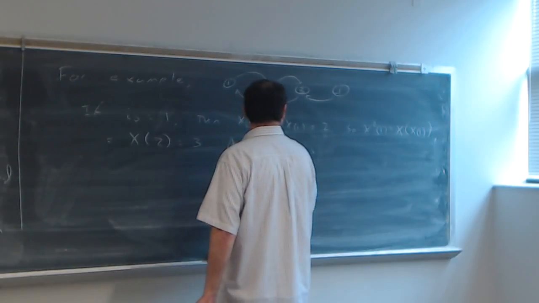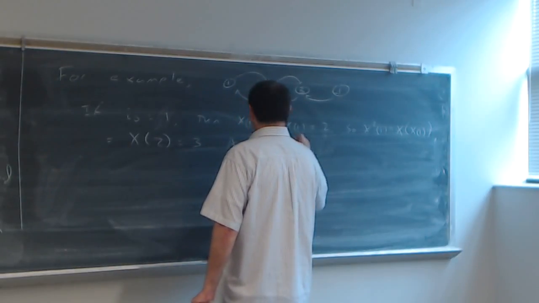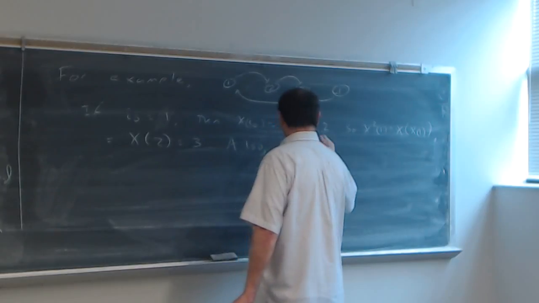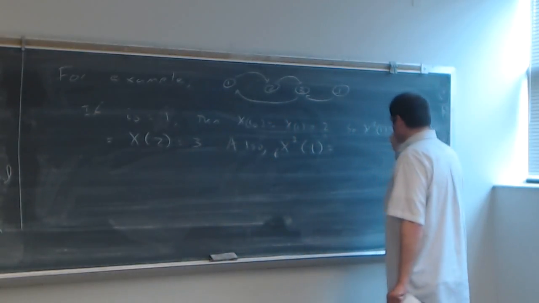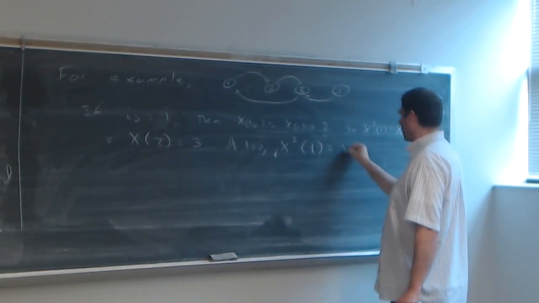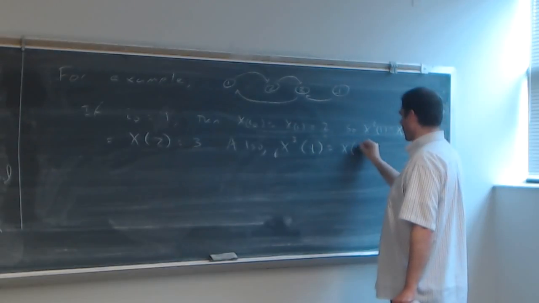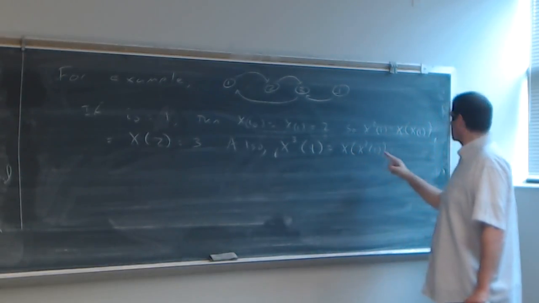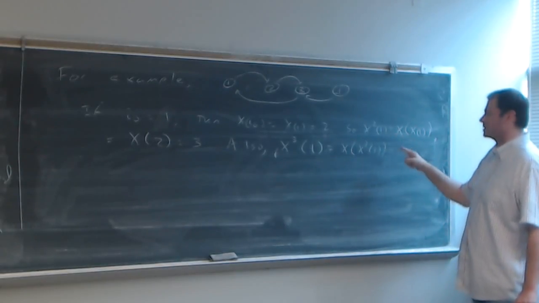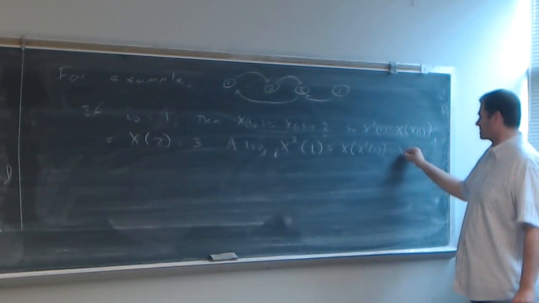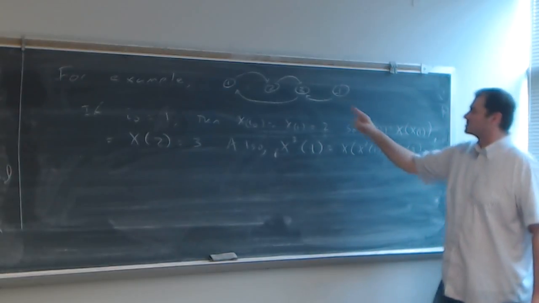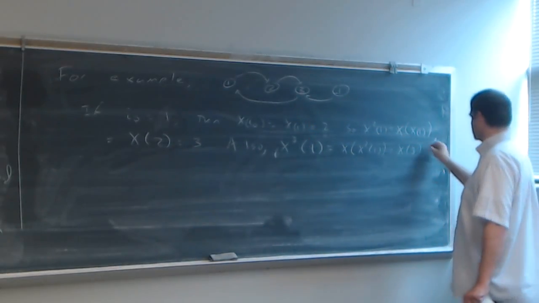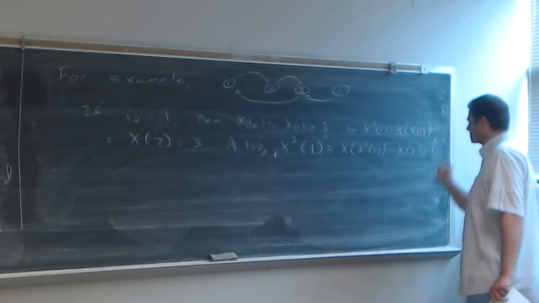Also, x raised to the 3rd power of 1 is equal to x applied to x squared of 1, but x squared of 1 we've just found to be equal to 3. So it's x of 3. And where does the random variable send 3? It sends it to 1.